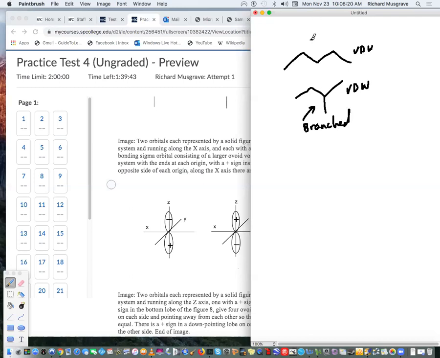And this one here is straight. And if you look in the notes, you'll see that branched is going to be lower boiling point because it doesn't pack as well. The straight is going to pack like cigars in a box, so there's a lot of surface contact between the chains, whereas branched is more like spheres in a box. So there's not as much contact.